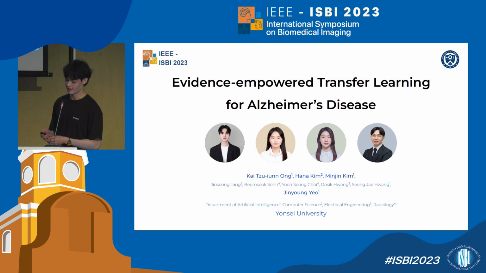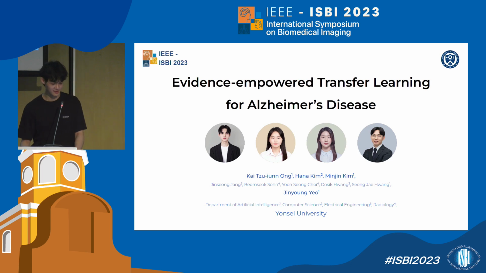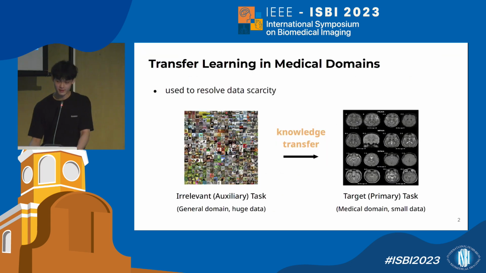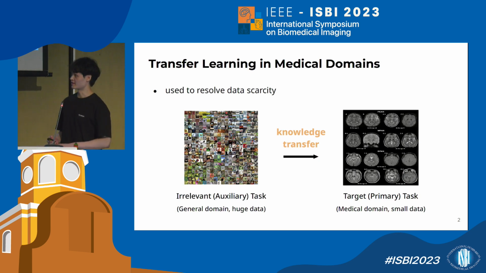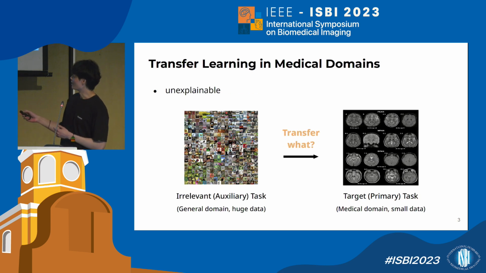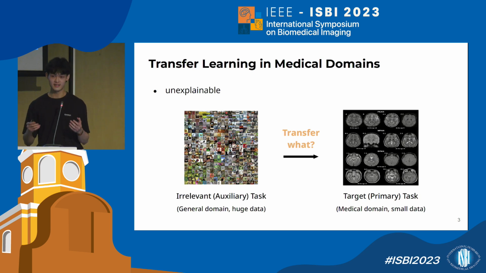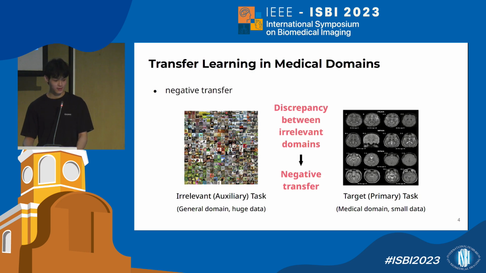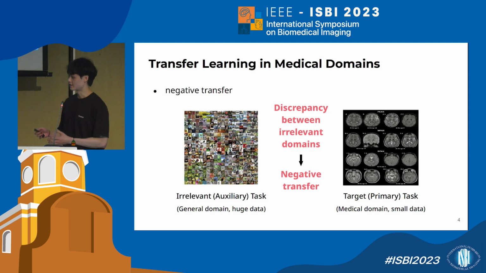This work is called Evidence-Empowered Transfer Learning for Alzheimer's Disease. Transfer learning is a common solution to the lack of image data in the medical domain, and it often involves training a model with an irrelevant auxiliary task and transferring the knowledge to the target task. However, such a setting usually works as a black box where we can't really explain what exactly is helping the model to learn medical images. And the major discrepancy between the medical and general domain has been shown to potentially lead to negative transfer.